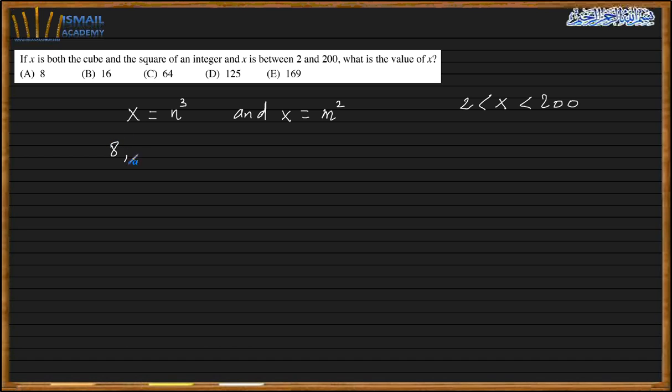We have 8, we have 64, we have 125. Those are the cubes which are between. Do you have any other cubes, 6, 36? No. So those are the cubes we have. Then, which ones are the square? This is not the square of any number. This is not the square of any number, but this one is the square of 8. So 64 is my answer.